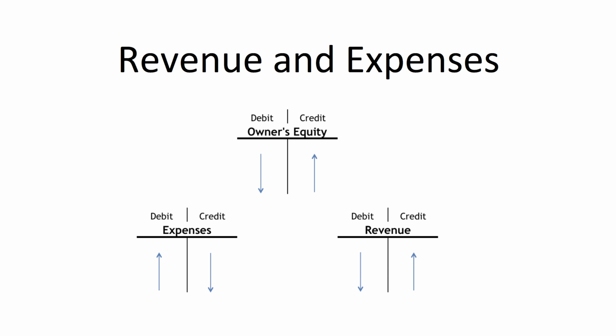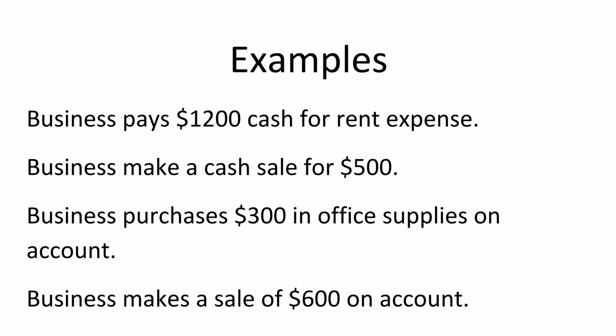Whichever rule works for you is the one that I would deploy, just so long as you can consistently land at the correct debits and credits for revenues and expenses. So here's some examples. A business pays $1,200 cash for rent, and so I'm going to work off the cash here. My cash is going out, and my cash is on the left in my original formula, assets equals liabilities plus owner's equity. So cash would go up with a debit, and it would go down with a credit. So when this business pays $1,200 cash for rent expense, I'm going to debit the rent expense and credit the cash.